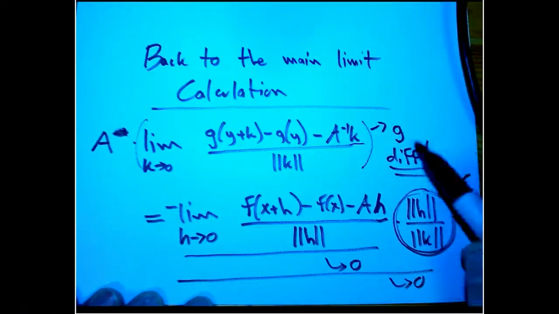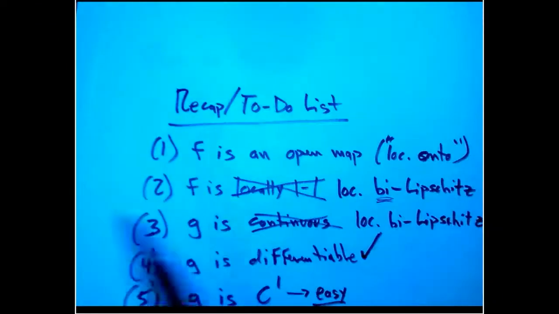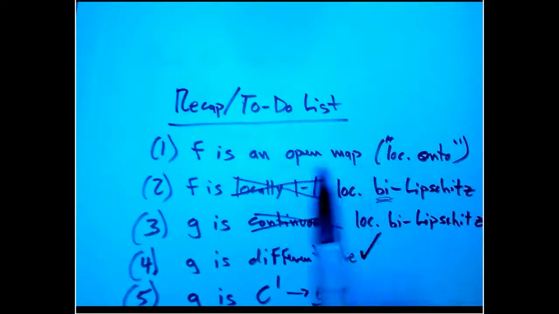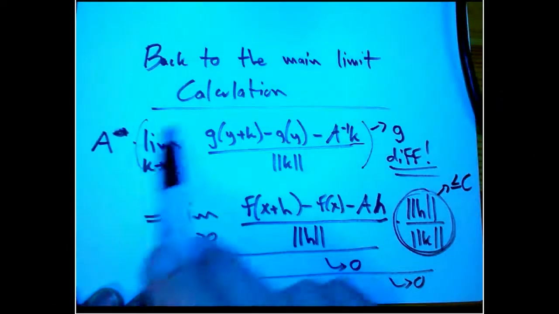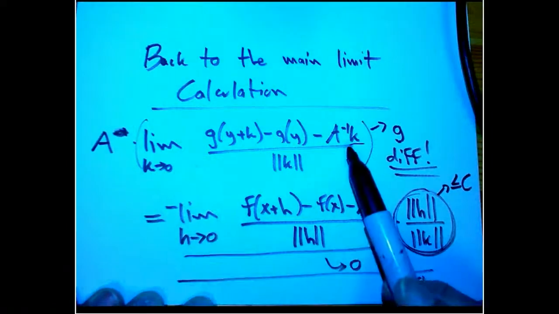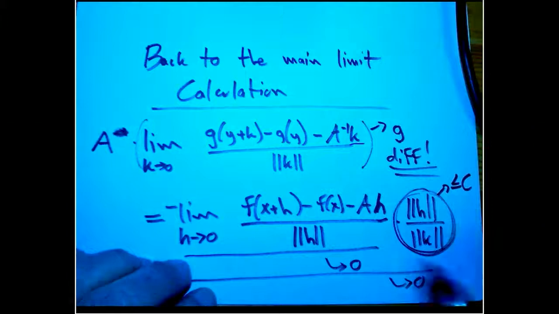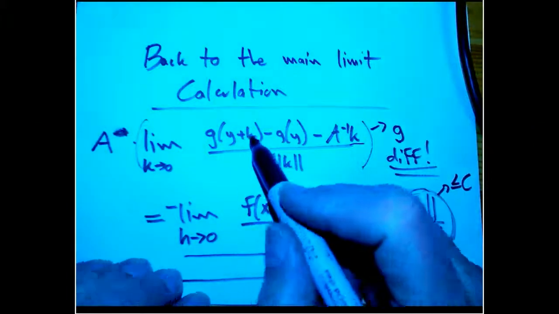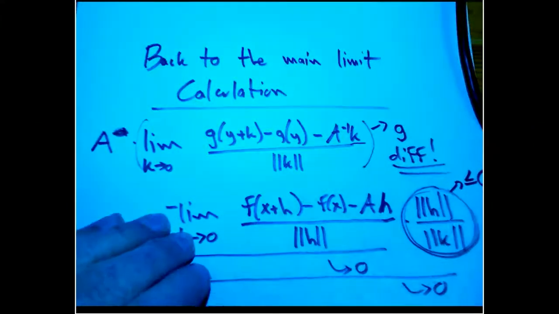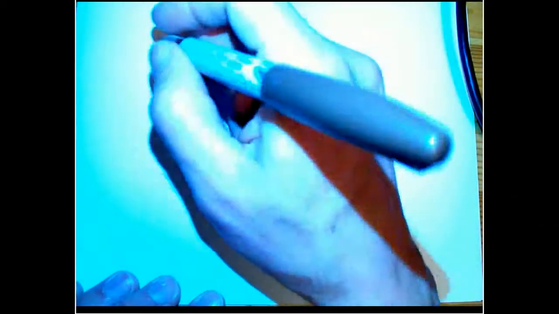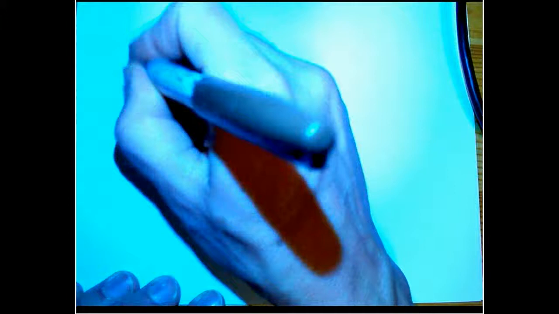Alrighty. The only thing remaining now is, remember, we needed F to be an open map for this to have any real meaning, because otherwise this limit wasn't really the kind of limit you can legally take to do a derivative. You've got to make sure that G is defined everywhere near Y. So that's very much something we need. But we're making progress. Okay, so let me just pick off that last thing on the to-do list.